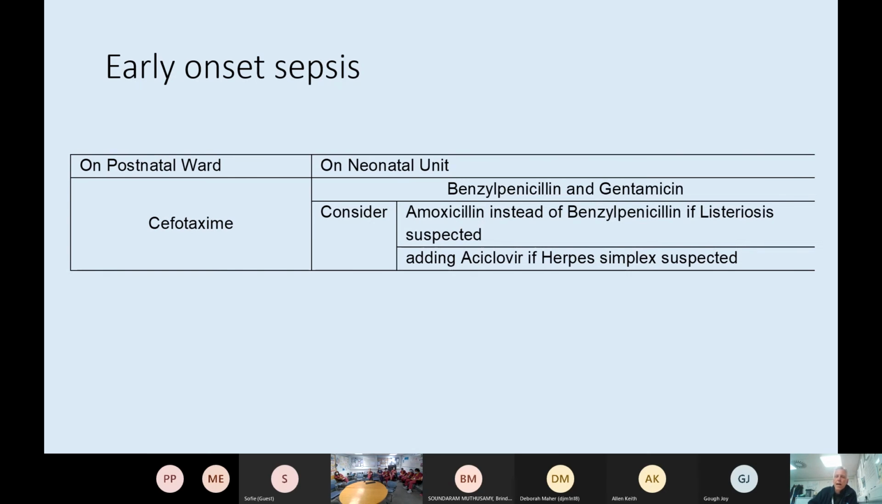And the other thing is a coagulopathy and a hepatitis or deranged liver function in the context of a baby presenting with a sepsis-like illness must make you think of herpes. Okay. Any questions about early onset sepsis, antibiotics, and treatment?